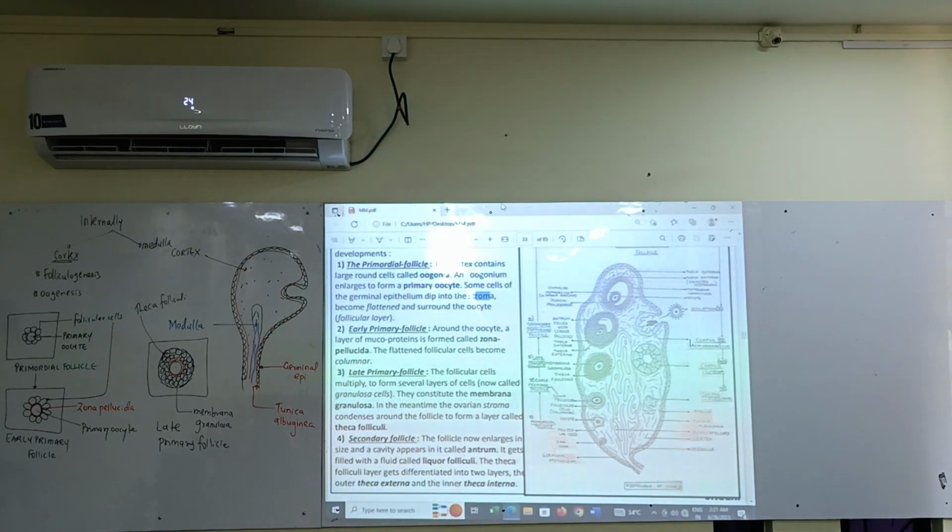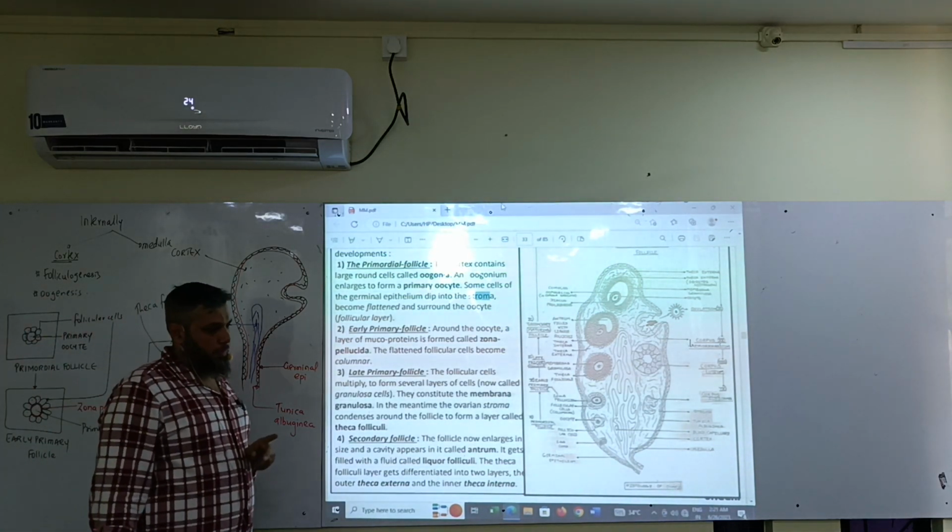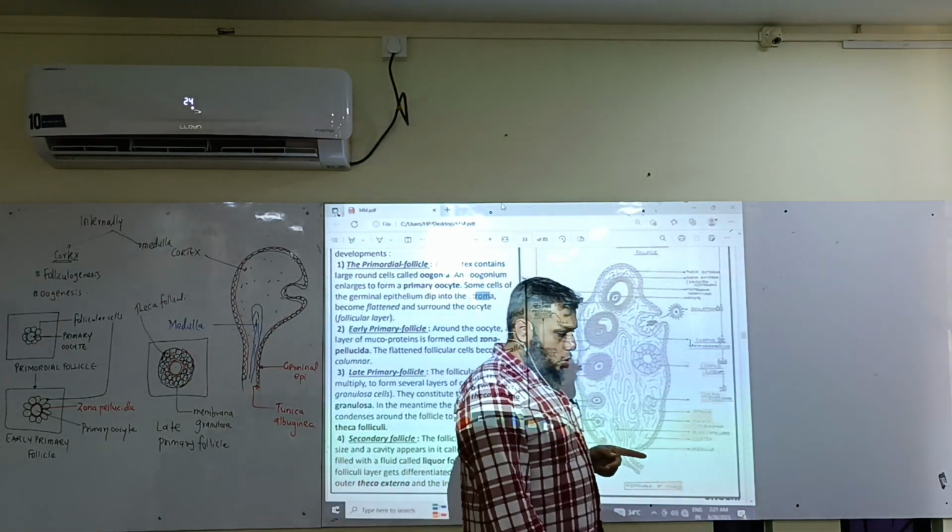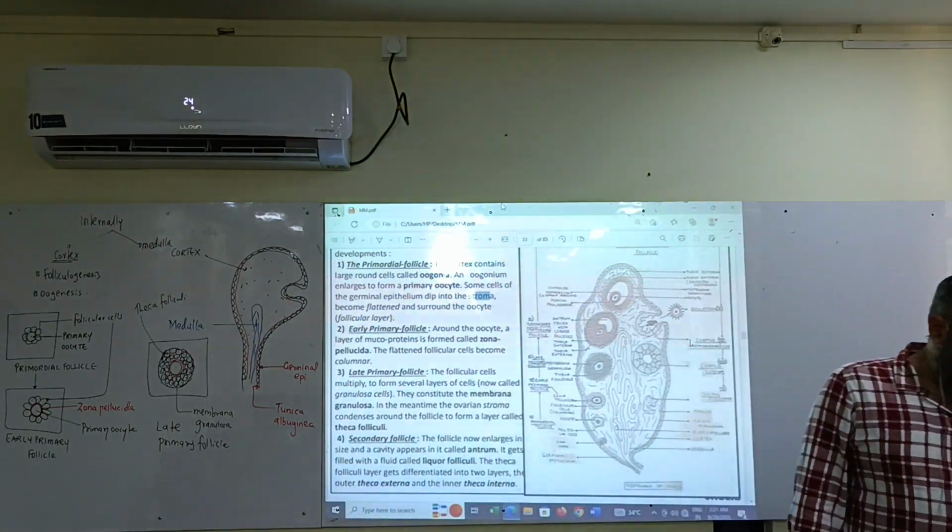Yes, Shruti Patil. Tell me what are the two parts of the ovary? Inner medulla, outer cortex. Inner medulla made up of.